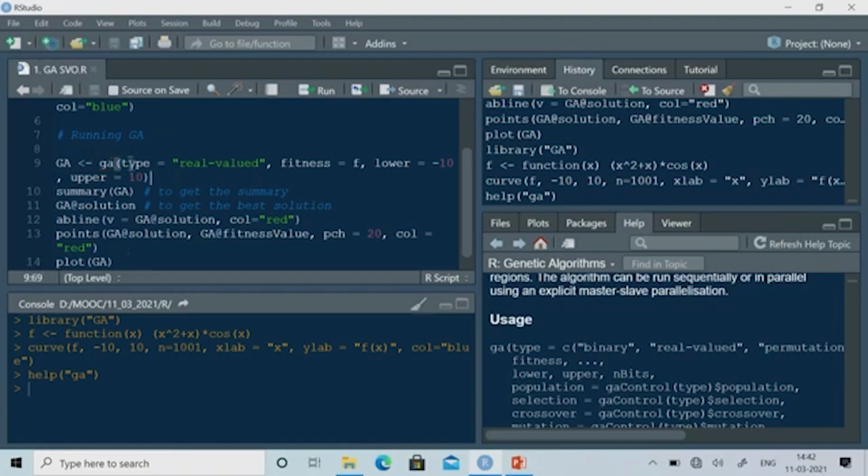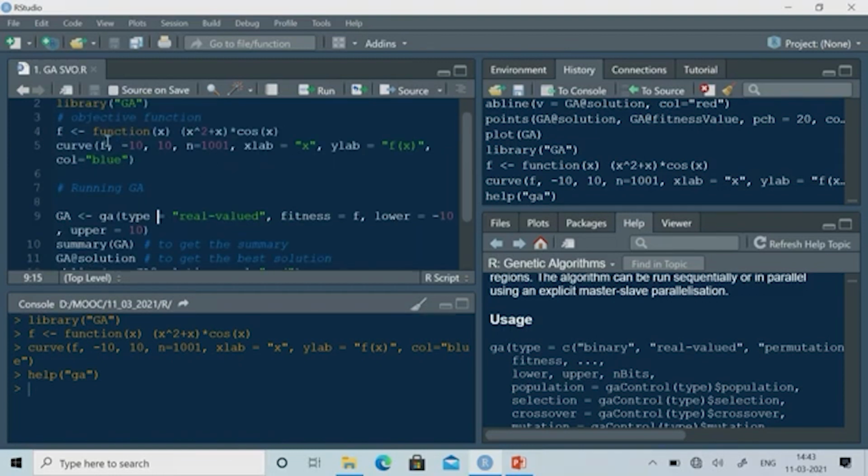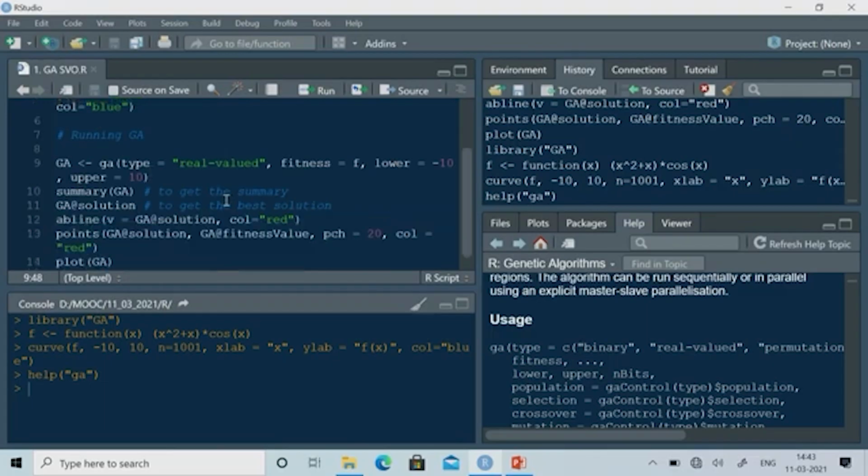Here I have defined that I am using real value GA. I am not using binary value, but real value, and my fitness function is f. Whatever the function value is, that I am defining as my fitness value. I am also providing the lower bound and upper bound. The lower bound is -10 and the upper bound is 10 here, and the other values I am not defining, so whatever default value is assigned has been considered.